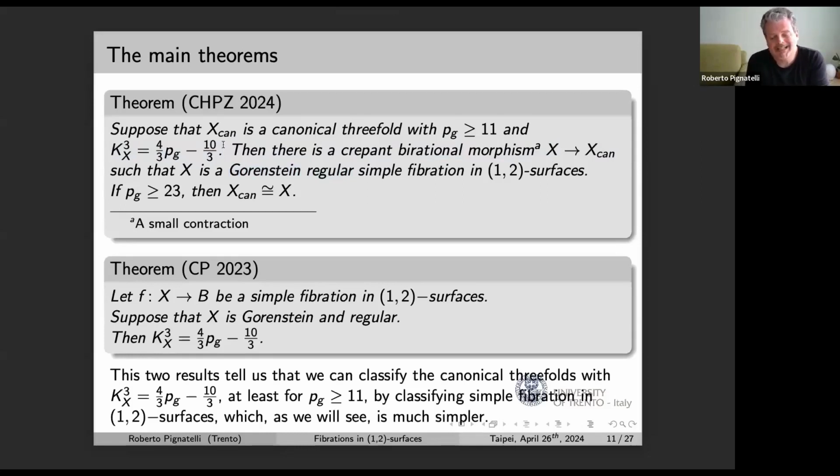that if you want to classify the canonical threefolds with volume 4/3 p_g minus 10/3 in their moduli space, if you want to do Horikawa's work in dimension 3, at least for p_g bigger than 11, possibly also for smaller p_g, for sure. As I said, for p_g equals 4 you need to do something more, but at least for most p_g, with some exceptions, you can classify the canonical threefolds with equality in the Noether inequality by classifying these simple fibrations.